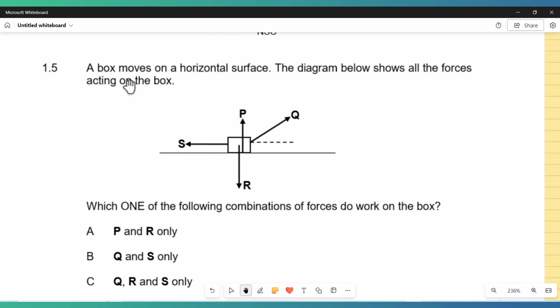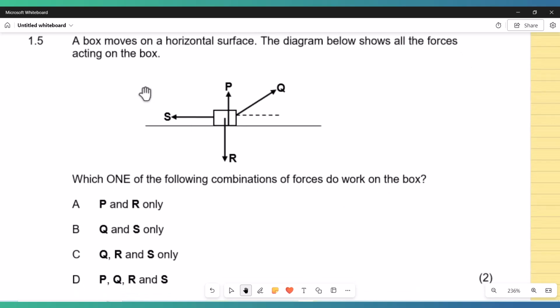1.5. A box moves on a horizontal surface. The diagram below shows all the forces acting on the box. And then they say, which one of the following combinations of forces do work on the box? I repeat, a box moves on a horizontal surface. The diagram below shows all the forces acting on the box. Which one of the following combinations of forces do work on the box?